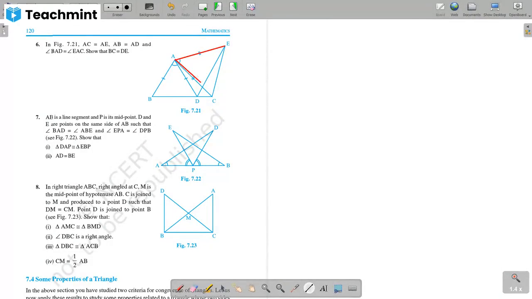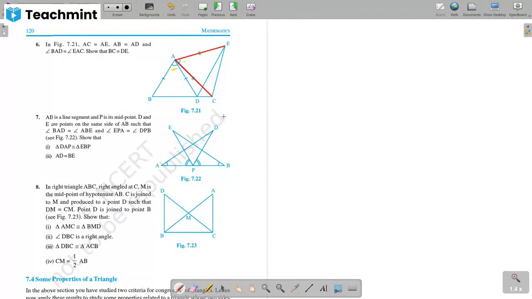So that you can identify which two sides are equal: AE is equal to AC and AB is equal to AD. These two sides are equal and these two angles are equal. We can name them 1 and 2. And we have to show that BC is equal to DE. This we have to prove.